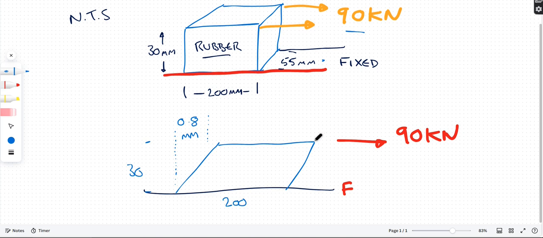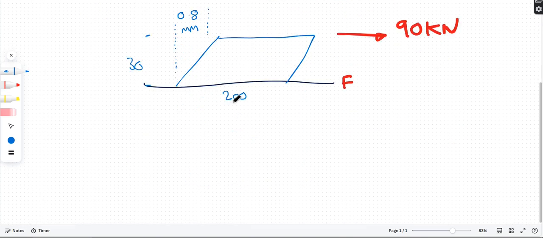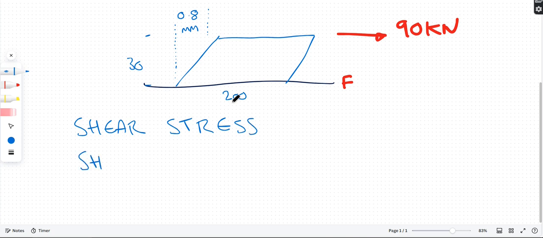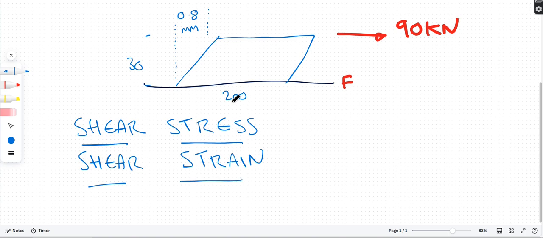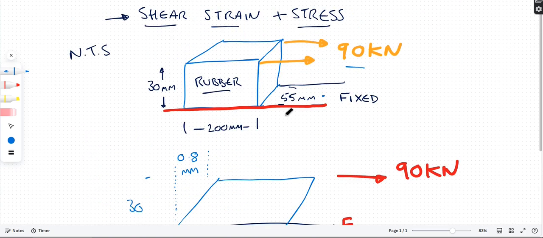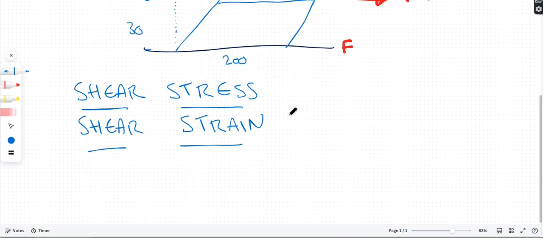Okay. So in this question, we've got to find shear stress, because it's in shear. It's not in tension or compression, it's in shear. So we've got to find shear stress and we've got to find shear strain. Stress and strain, just like we've done before. This block is in shear, that's why we're doing shear stress and shear strain. So number one will be shear stress, number two will be shear strain.